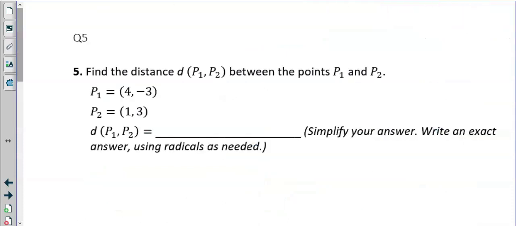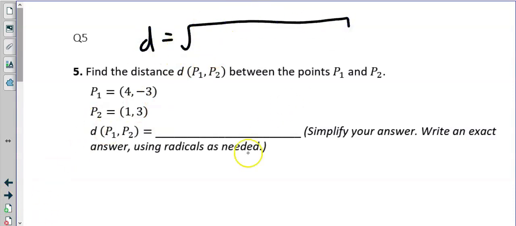Question 5. You're running distance. All we have to do is run the formula and make sure that we reduce the answer. They want it exact, so that means no decimals. What is the distance formula? D equals the square root of (x1 minus x2) squared plus (y1 minus y2) squared.